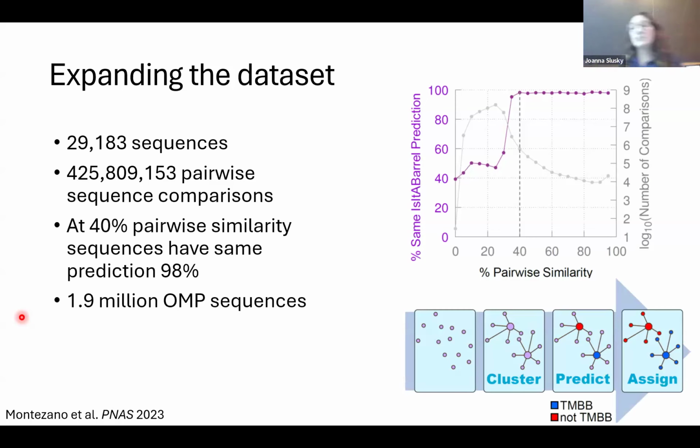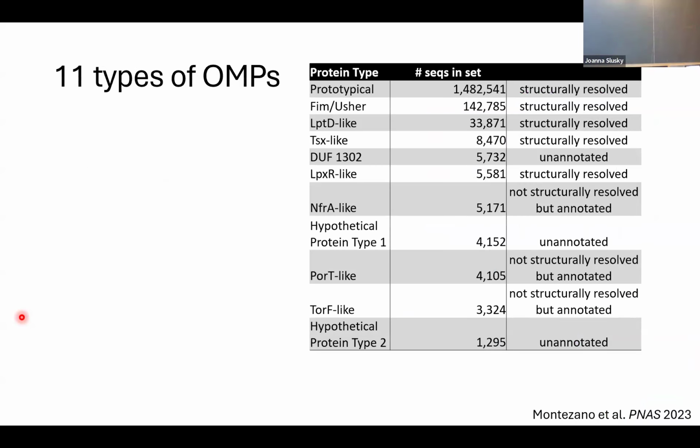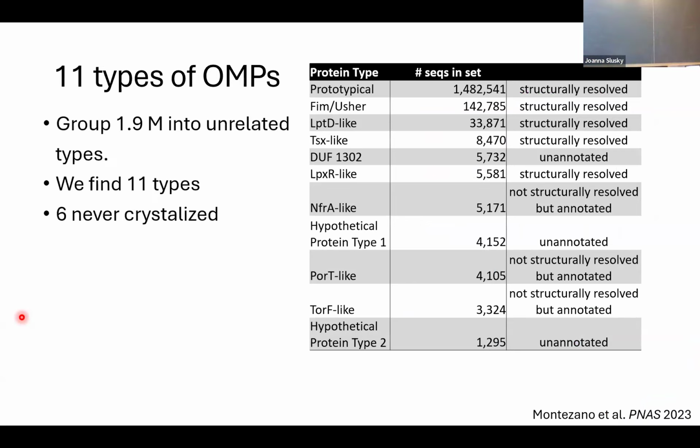And that led to us having 1.9 million outer membrane protein sequences. It's an extremely large data set with high confidence. And so what could we do with that? So we started by saying, okay, what are the types of outer membrane proteins? Before I said, I think there's some convergent evolution that's happening. If we look at what's related to each other, we ended up getting 11 groups out of the 1.9 million. And 6 of those were never crystallized.